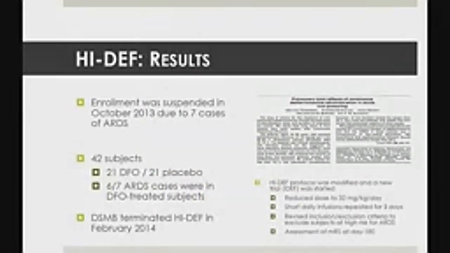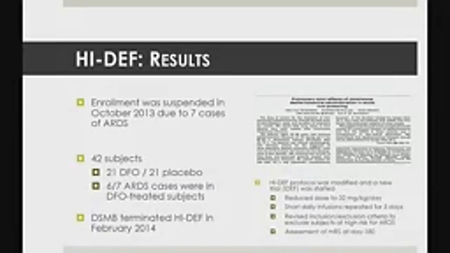What happened is that we had to stop enrollment after 42 patients. The reason for this is that we started to see cases of acute respiratory distress syndrome piling up. We had 7 patients that had acute respiratory distress syndrome. The reason why we got nervous about it is this paper on the right side of the screen. This is from the early 1990s, in patients who were treated with high-dose deferoxamine for a longer period of time. These were not hemorrhage patients. These were young patients, mostly with thalassemia.